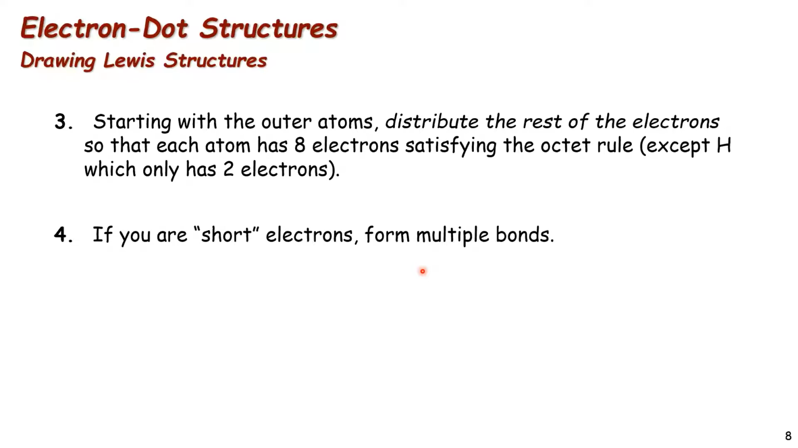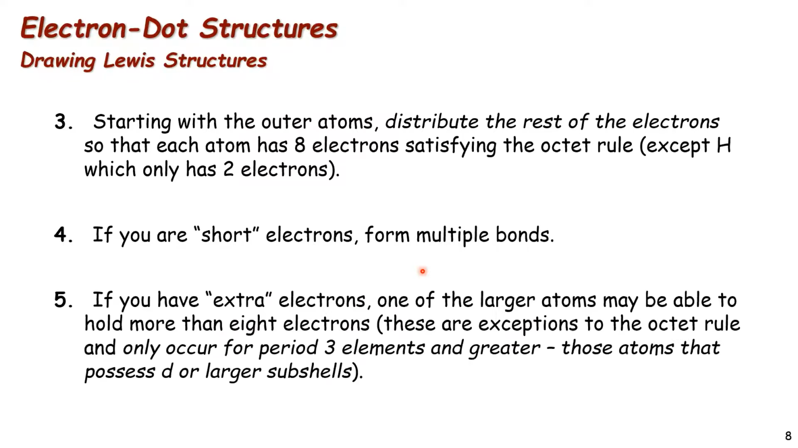If we're short electrons, we're going to form multiple bonds so that we, again, try to get to that octet. And if we have extra electrons, well, they're going to go on the larger atom that can generally handle it. As it turns out, the larger atom is generally the least electronegative atom, so it's always our central atom. And so that's where we're going to put them. And then we'll talk about this rule where we can't violate the octet rule for period 2 elements. We'll talk about that later on.